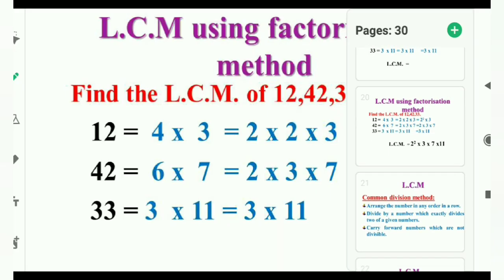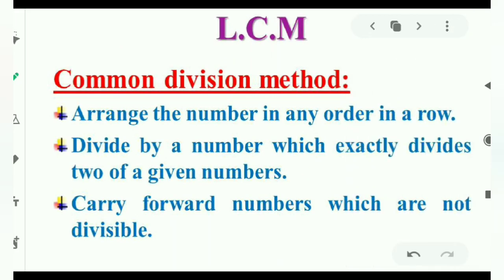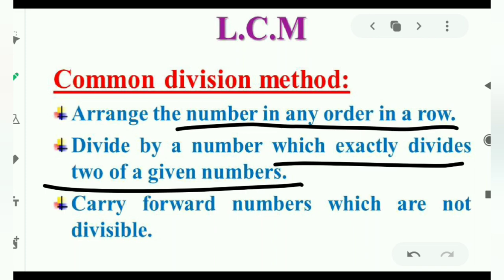Let's quickly go through the second procedure, the common division method. In the common division method we have 3 steps. In the first step we are going to arrange the numbers in any order in a row. In the next step we are going to find whether any two of the given numbers are exactly divisible by some factor. In other words, if any two numbers have some factor in common, we find the factor which exactly divides the two of the given numbers.